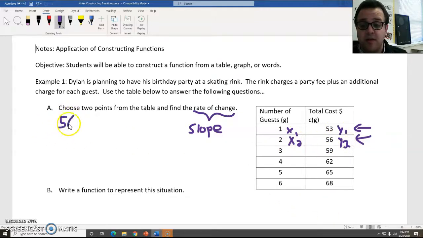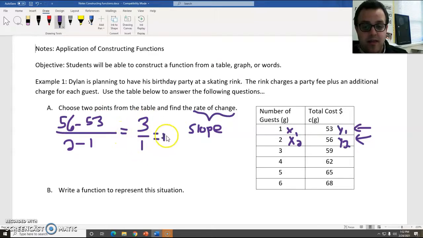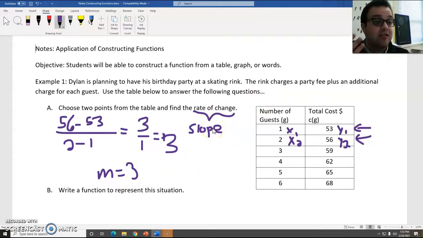So 56 minus 53 over 2 minus 1, which is going to give us 3 over 1, aka 3. That's going to be our m value, right? So m is going to equal 3 and y equals mx plus b. That is our slope. Okay, if you think about it in the problem here, slope and rate of change are the same thing. How is something changing as we go along? You can see the charges per guest. That is what the slope is talking about. How is it changing as we go? Let's come back to that in a moment when we write the full function.